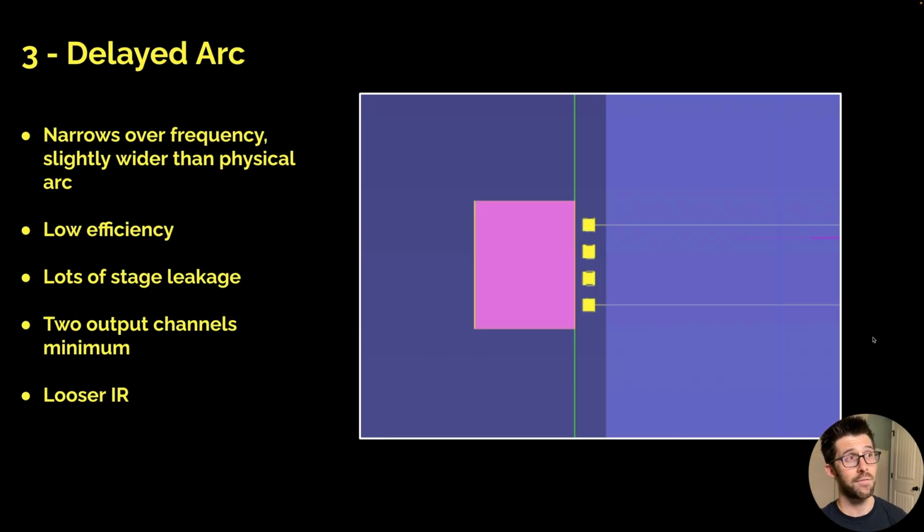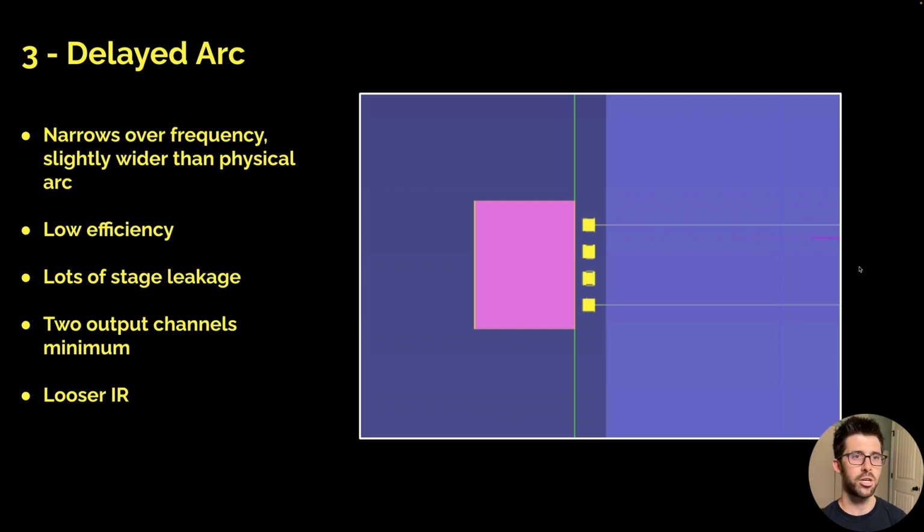Moving on to our next array, we have the delayed arc. So this one is the same as the physical arc, but instead of moving these two cabinets forward, we're actually going to apply delay to the outer cabinets to virtually push them out. So this is also going to narrow over frequency, albeit less than the physical arc. It has lower efficiency since we're spreading them out. Still going to have lots of stage leakage, no cardioid element.